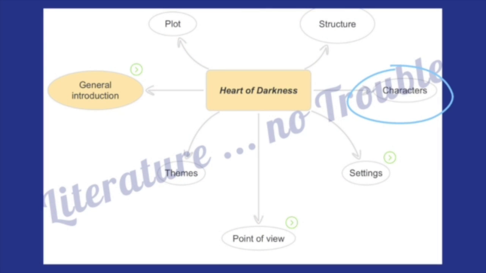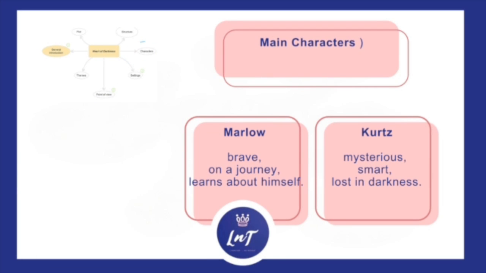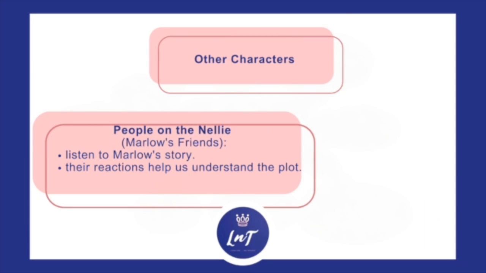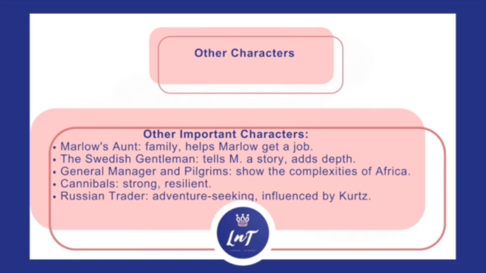And yes, the characters are as complex as the structure of the novella. Let's explore them. The main characters, Marlow and Kurtz. Marlow undergoes personal growth and self-discovery during his journey into Africa, while Kurtz serves as an enigmatic figure mirroring Marlow's moral journey. Let's see the other characters. The men aboard the Nelly. Marlow's friends offer contrasting perspectives to Marlow's experiences in Africa. They comment and interpret the story they are listening to.